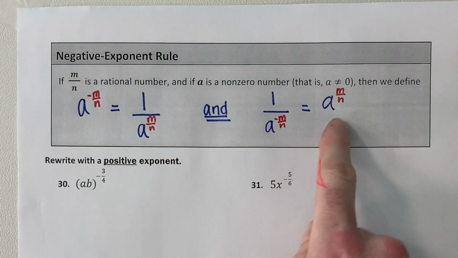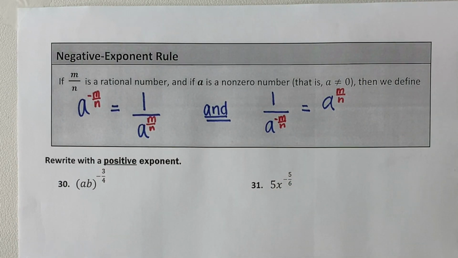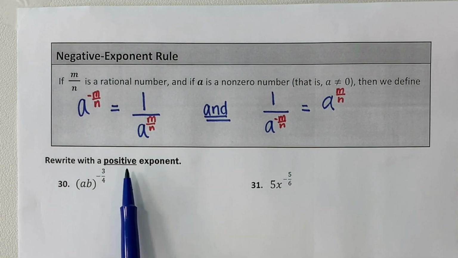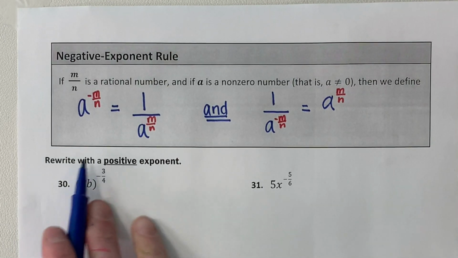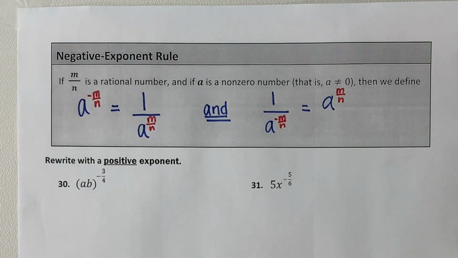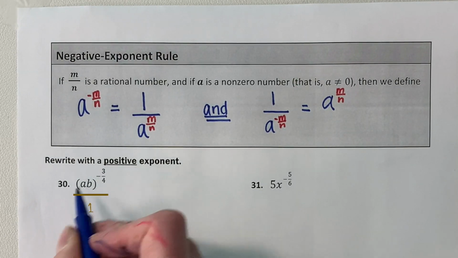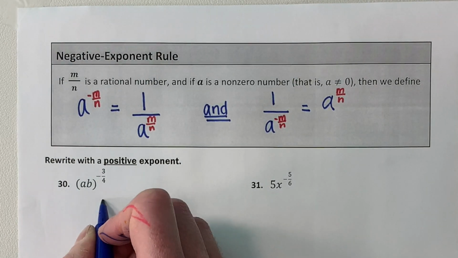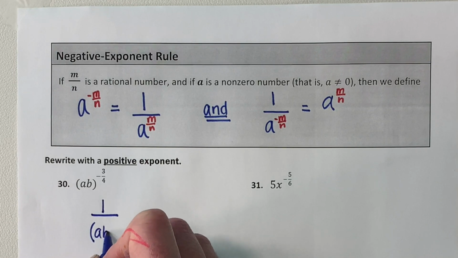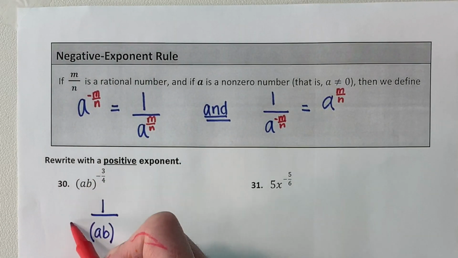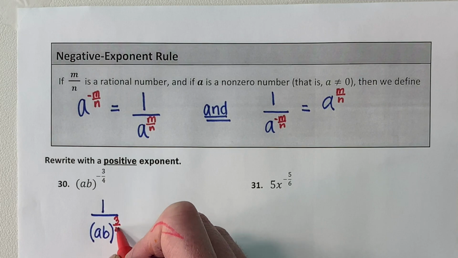Now let's use this rule to help us solve some problems. In general in math, if you have a problem involving negative exponents, we typically rewrite it using a positive exponent. And that's what we're going to practice here. To rewrite this expression using positive exponents, we could picture this as being over 1. So the negative exponent is in the numerator. So to rewrite this using positive exponents, we're going to pick this up and move it to the denominator. That will leave us with 1 over AB. And when we move this to the denominator, the exponent becomes a positive 3/4.